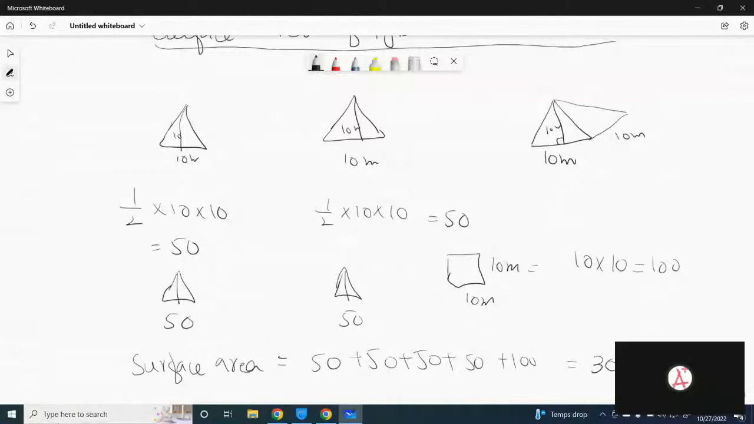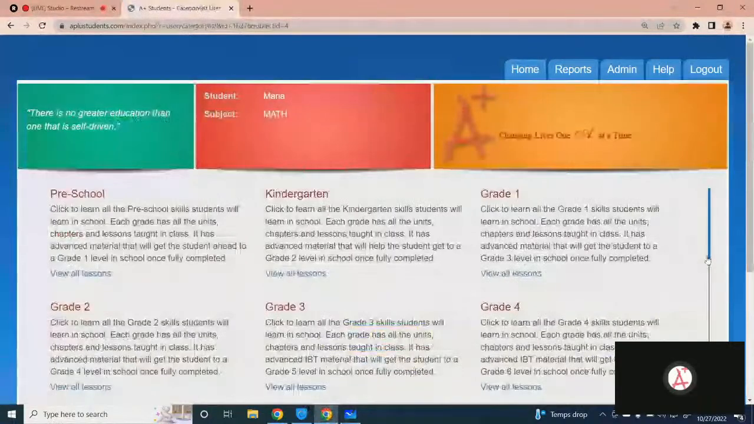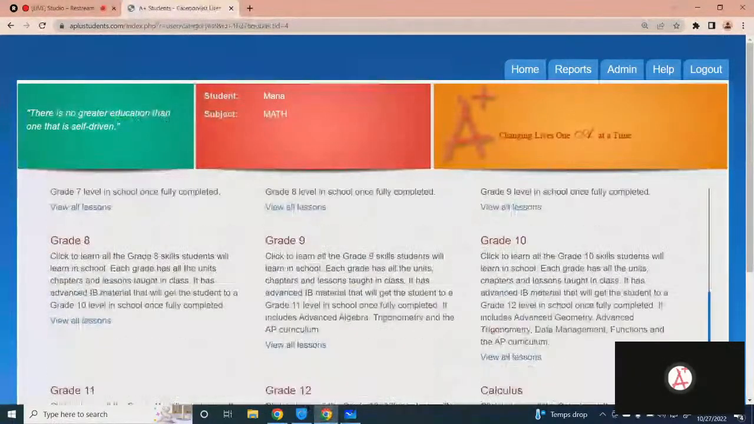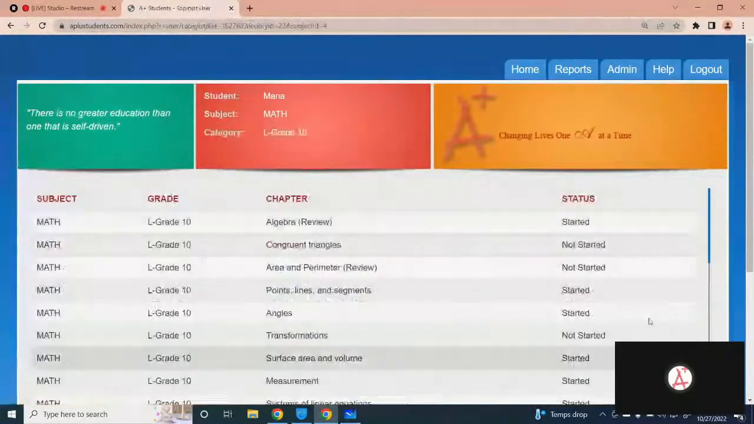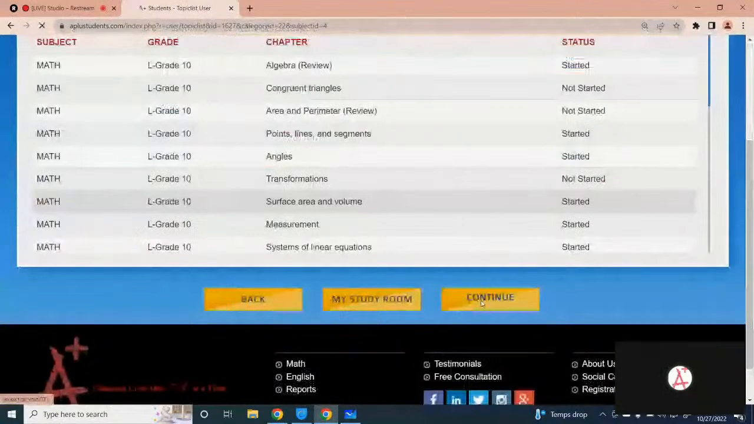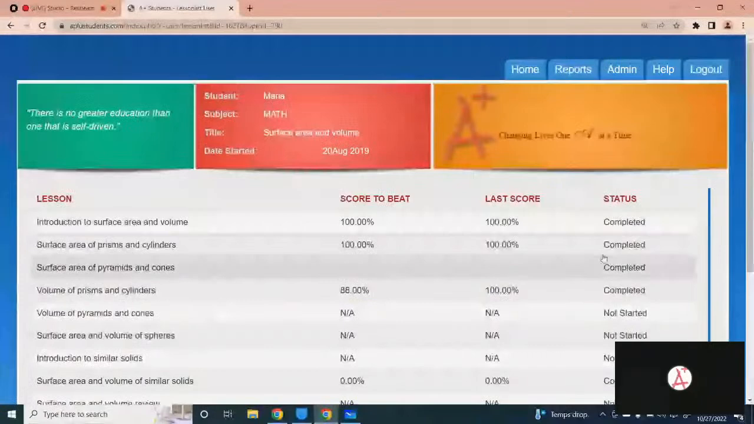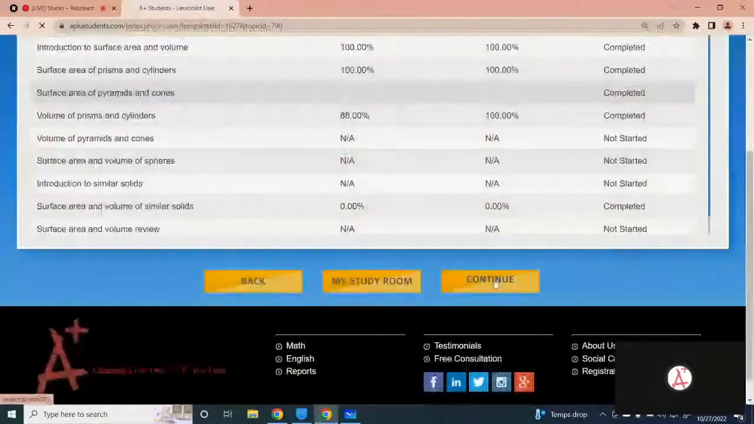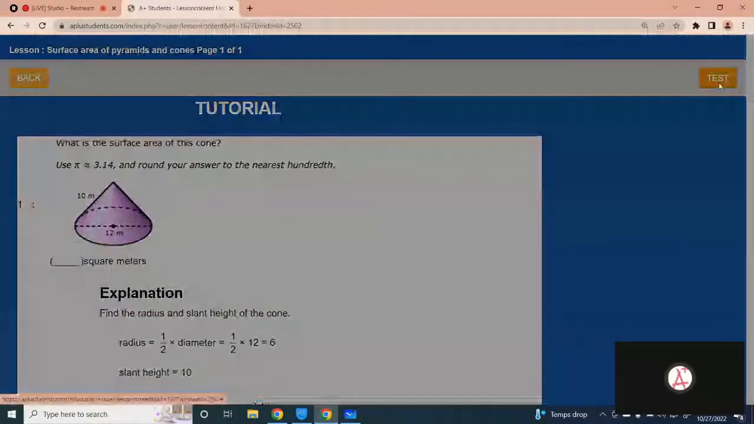Okay, let's start with the test. Math. Then you have to scroll down to grade 10. Then you have surface area and volume. Surface area of pyramids and cones. And let's start with the test.